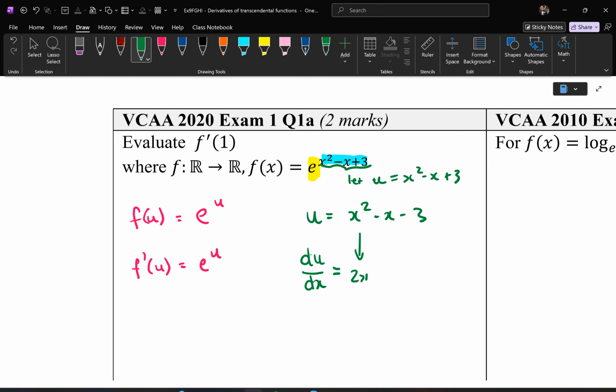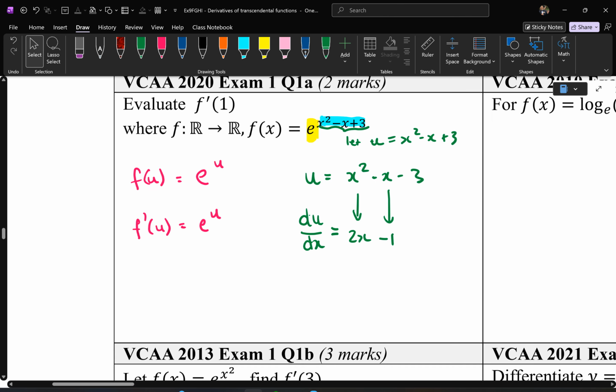Good. That becomes 2x. Beautiful. And then obviously the derivative of any constant is 0. So yes, you get 2x minus 1. So that's your delta u delta x. The derivative of e to the u is just e to the u.